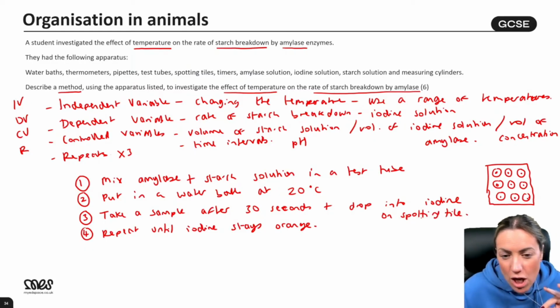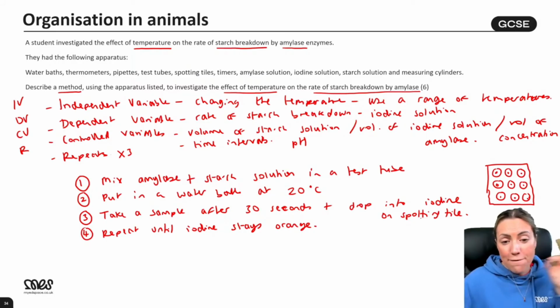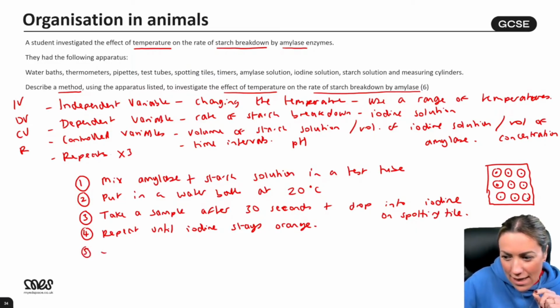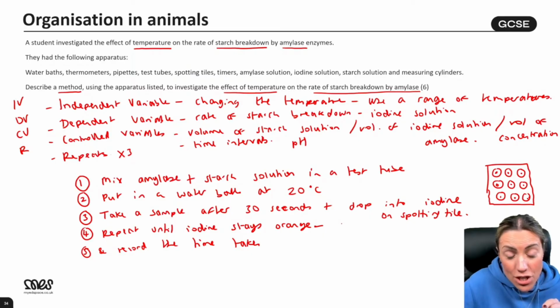Right, it shows that all the starch has been broken down, because think about it. My first sample that I take, I'm going to put it into the iodine. It's going to go black because there's still going to be starch. Then I repeat it again after 30 seconds. It's probably still going to go black. There's probably still going to be starch. But I'm going to repeat until the iodine stays orange and record the time taken. Because when the iodine stays orange, there's no starch left. So this shows all starch has been broken down.